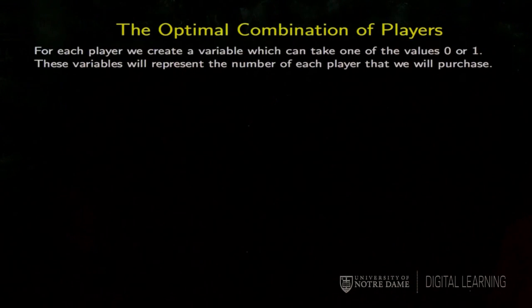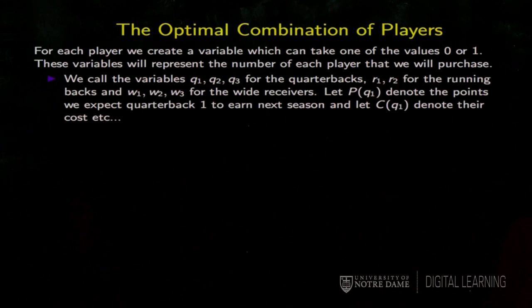The quarterbacks are named QB1, etc. in the table. So for each player, we're going to create a variable which can take one of the values 0 or 1. And these variables are going to represent the number of each player that we purchase. So we either purchase a player or we don't. If we purchase them, the variable takes the value 1. If we don't purchase, that variable takes the value 0. And we're going to call the variables Q1, Q2, Q3 for the quarterbacks, R1, R2 for the running backs, and W1, W2, W3 for the wide receivers.